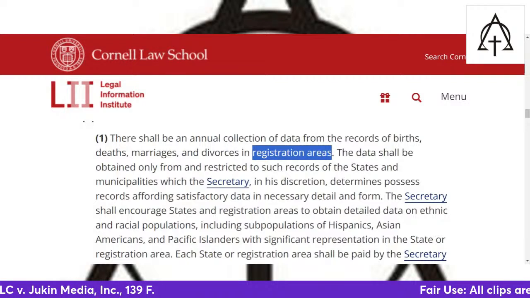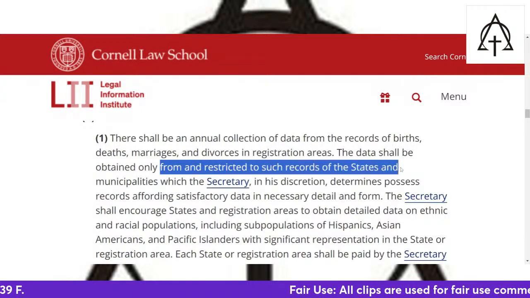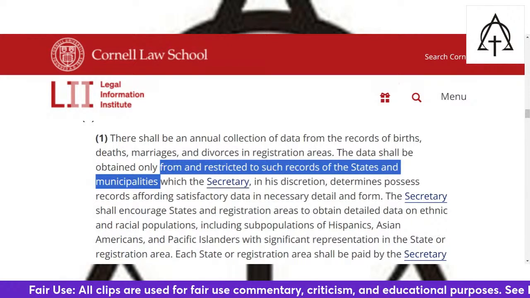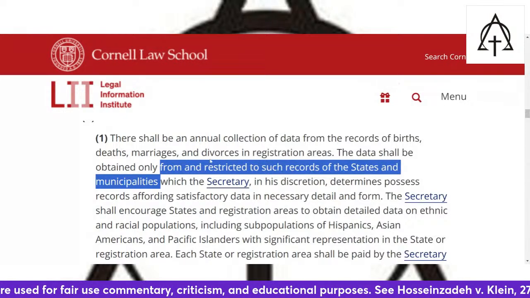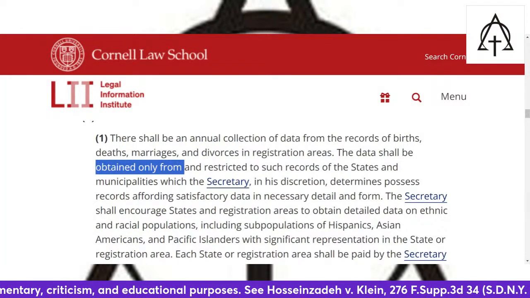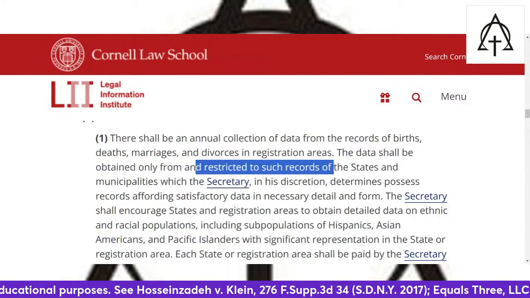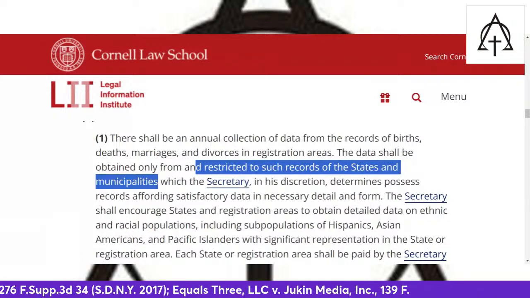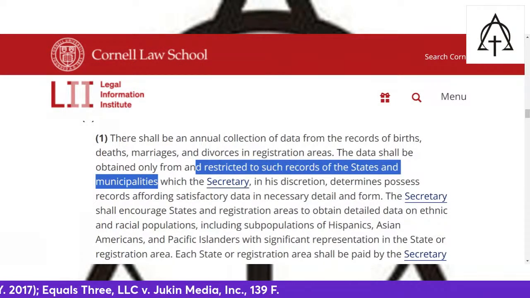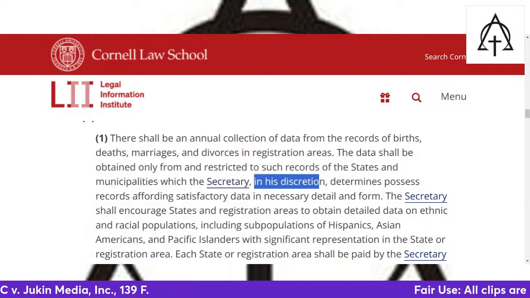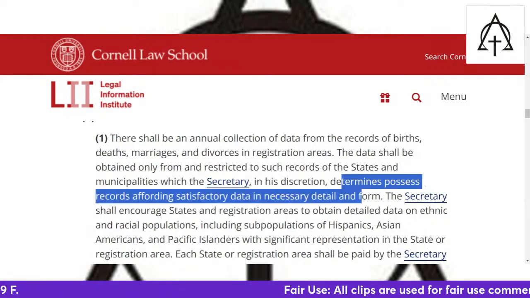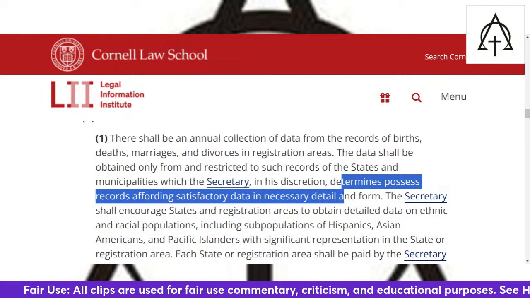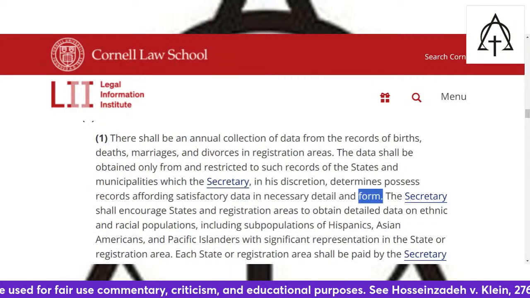The data shall be obtained only from and restricted to such records of the states and municipalities, and not the United States, which the Secretary, in his discretion, determines possess records affording satisfactory data in necessary detail and form.